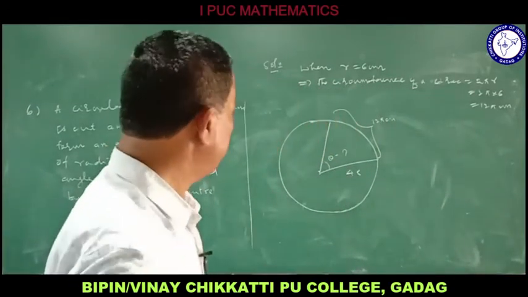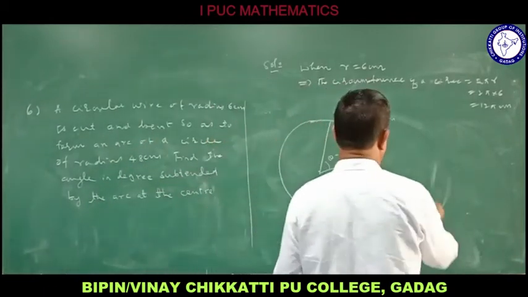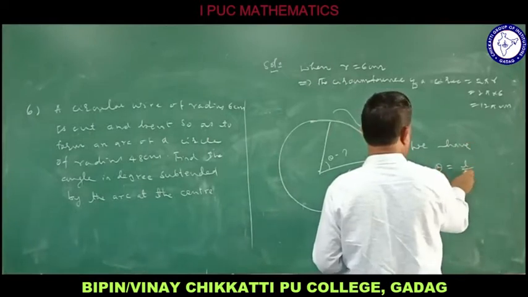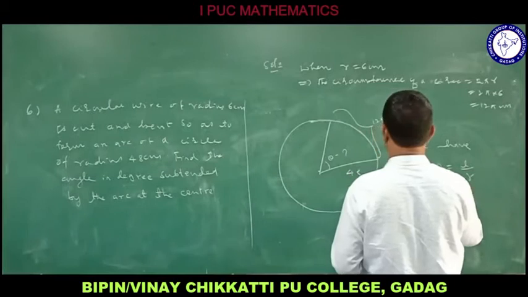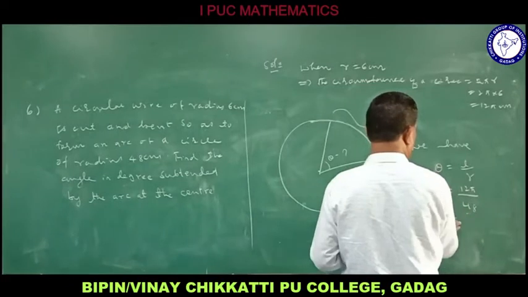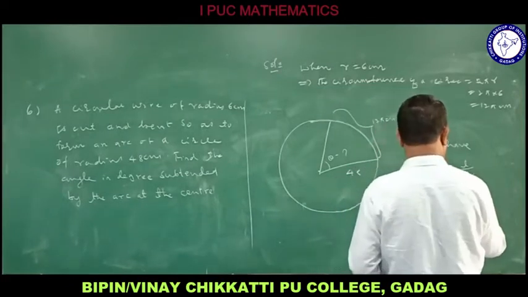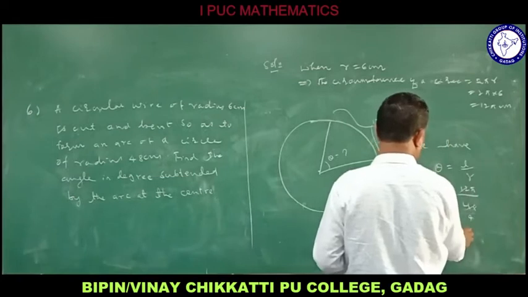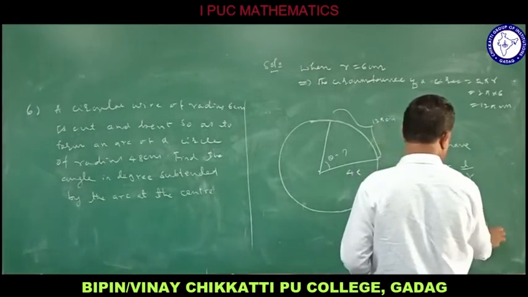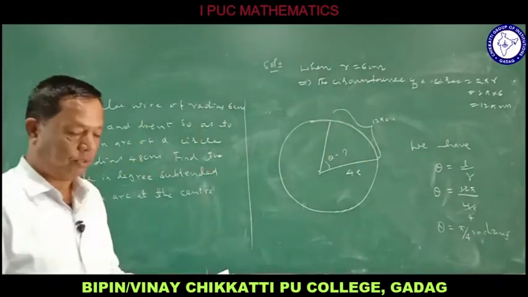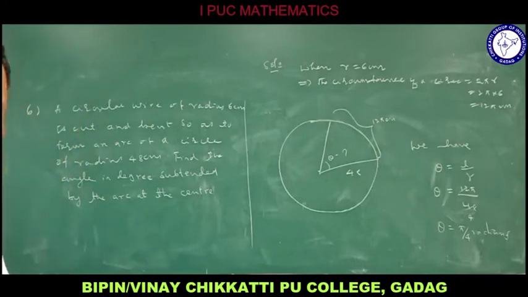And what is the formula here? Theta is equal to L by R. Theta equal to L means 12 pi divided by R means 48. So you have to see, 12 ones are 12, threes are 4s, 4s are. So theta equal to pi by 4 radians. Of course in degrees it comes to 45 degrees. So this is the way how you can understand the problems here.